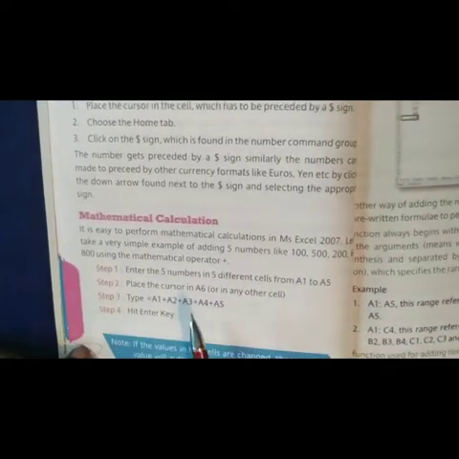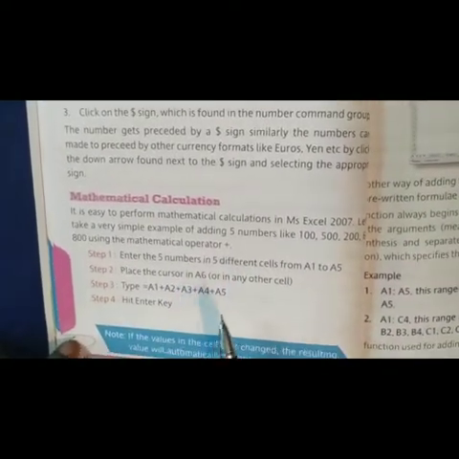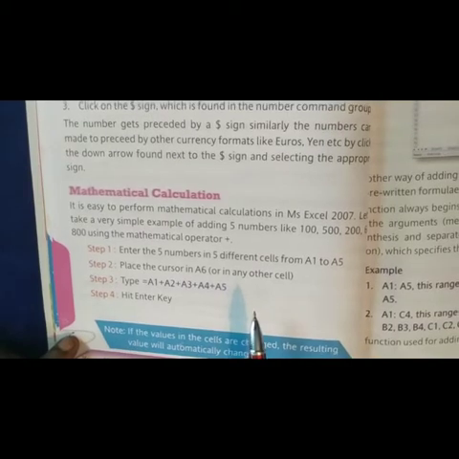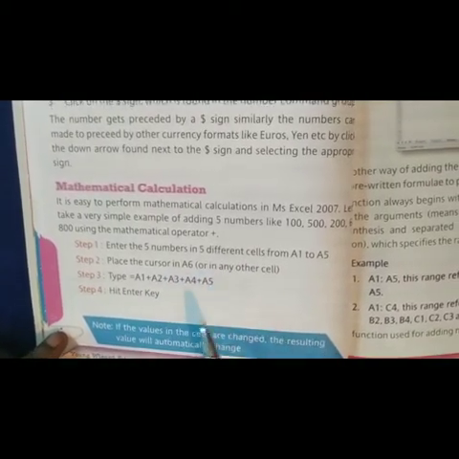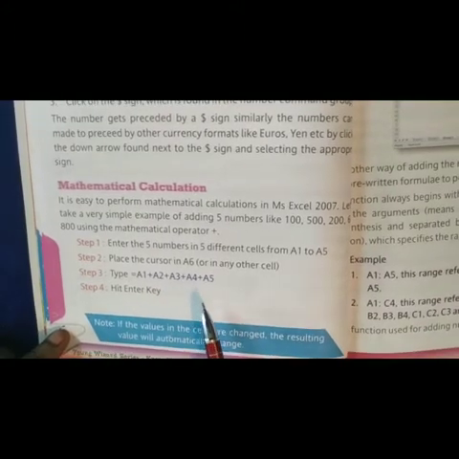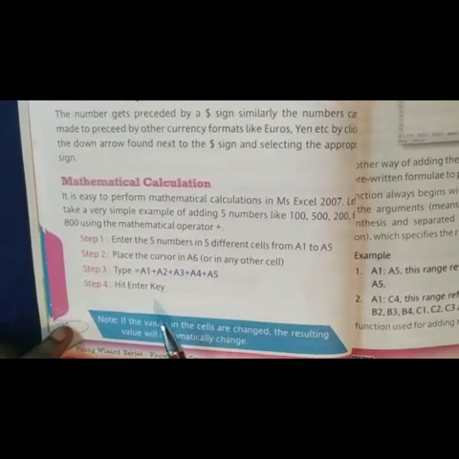Next one is mathematical calculation. Enter 5 numbers in different cells from A1 to A5. Place the cursor in A6. Type A1+A2+A3+A4+A5. Hit the Enter key. So here the result is displayed in the A6 cell.